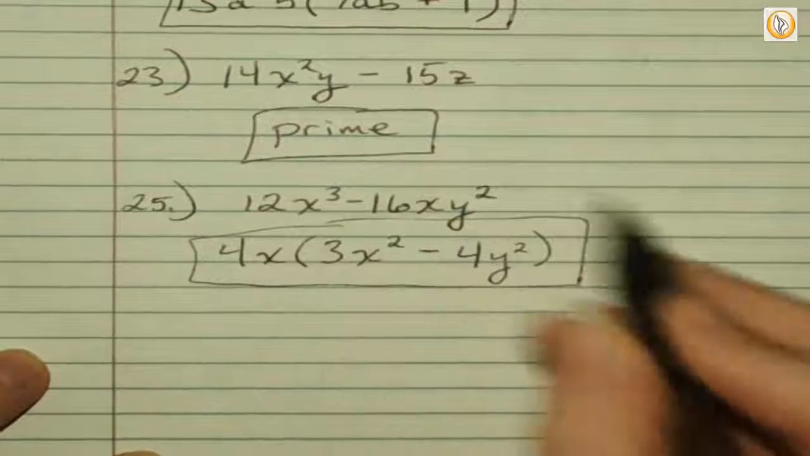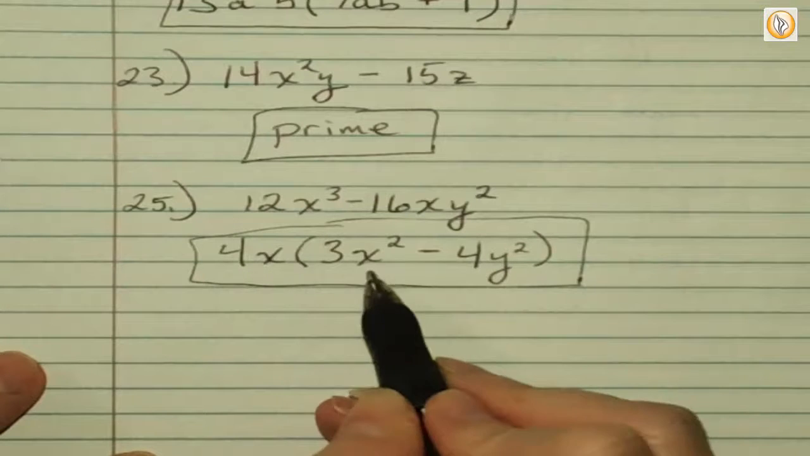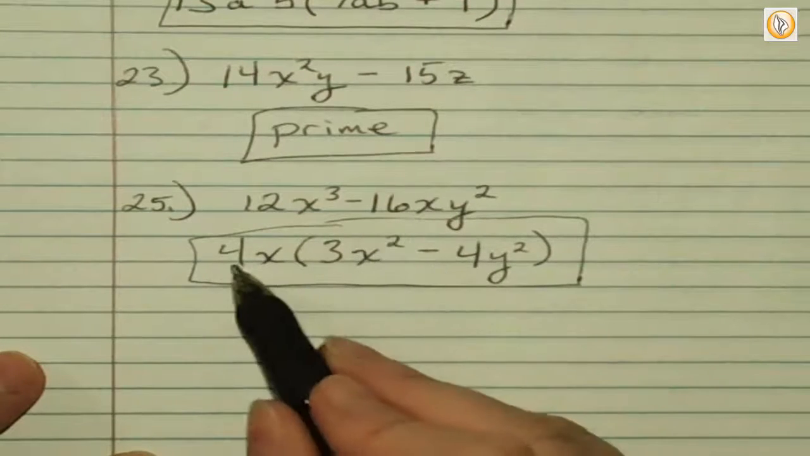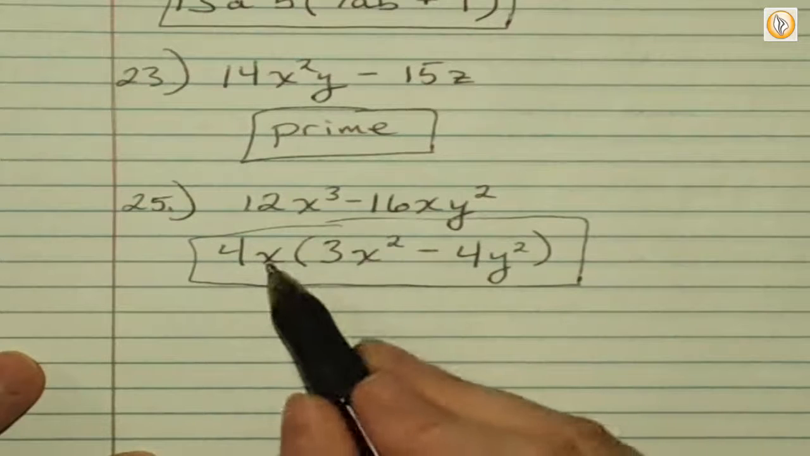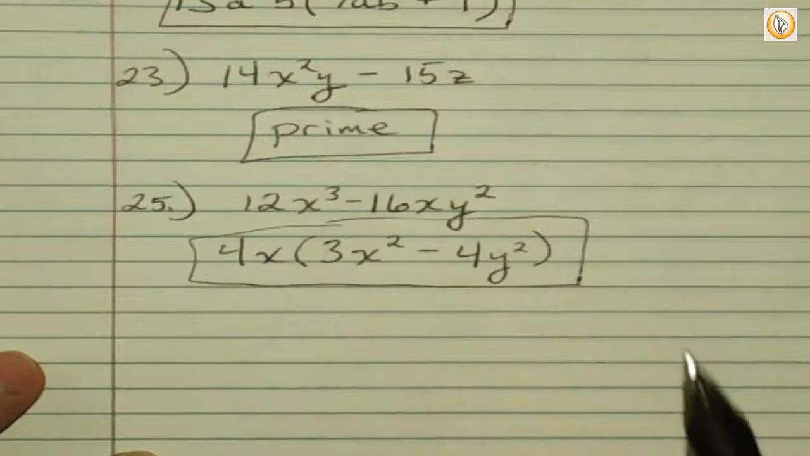And again, if you want to check, do the distributive property. 4x times 3x squared is 12x cubed, minus 4 times 4 is 16. x times nothing is x. And nothing times y squared is y squared.